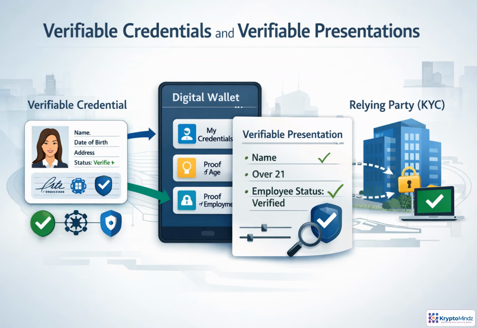When a trusted issuer signs your data, it becomes a verifiable credential stored in your wallet. Your wallet can then assemble a verifiable presentation, revealing only what's needed for a specific request. We'll anchor on these two objects before we move into OIDC4VP and the trust checks around them.